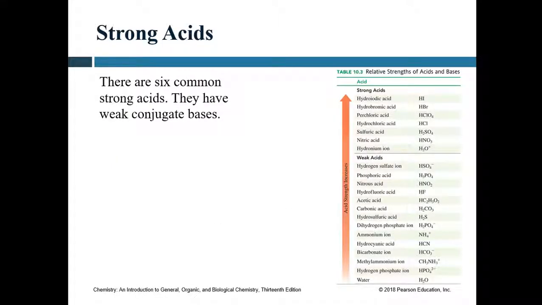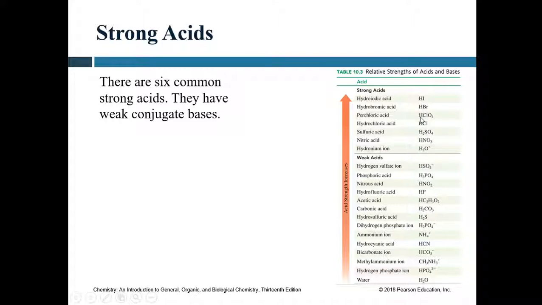Now, table 10.3 lists different strengths of our acids. There are 6 common strong acids. Now, you will notice the 6 common strong acids. Some of them are your halogen acids, like HI, HBr, HCl. Then 2 of the acids that we've learned already, sulfuric acid and nitric acid.